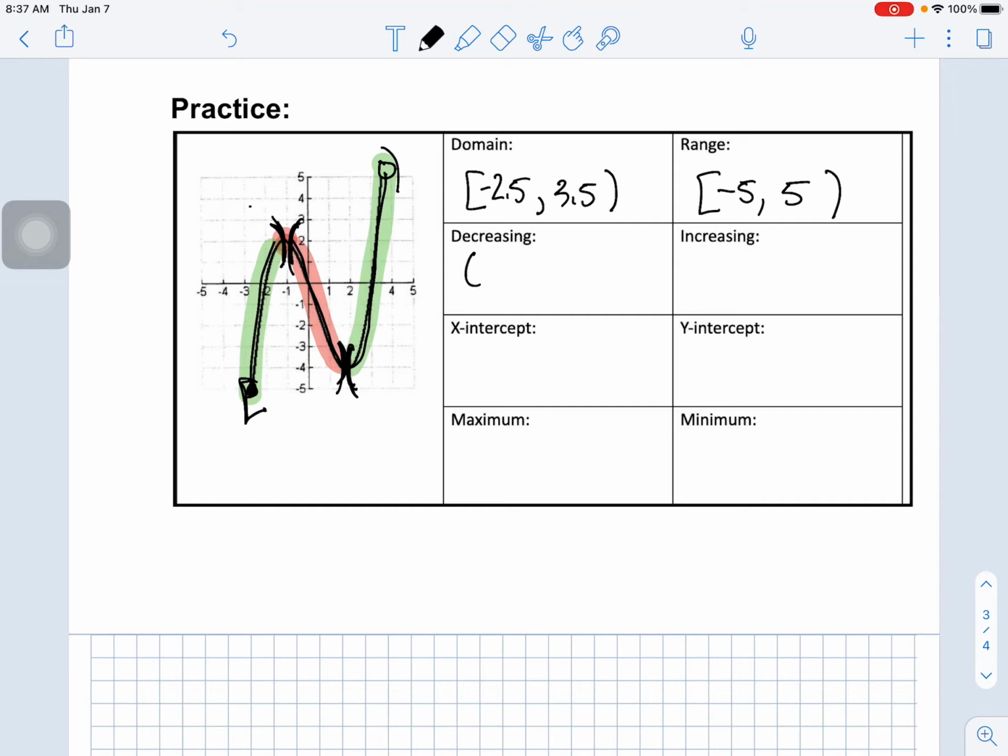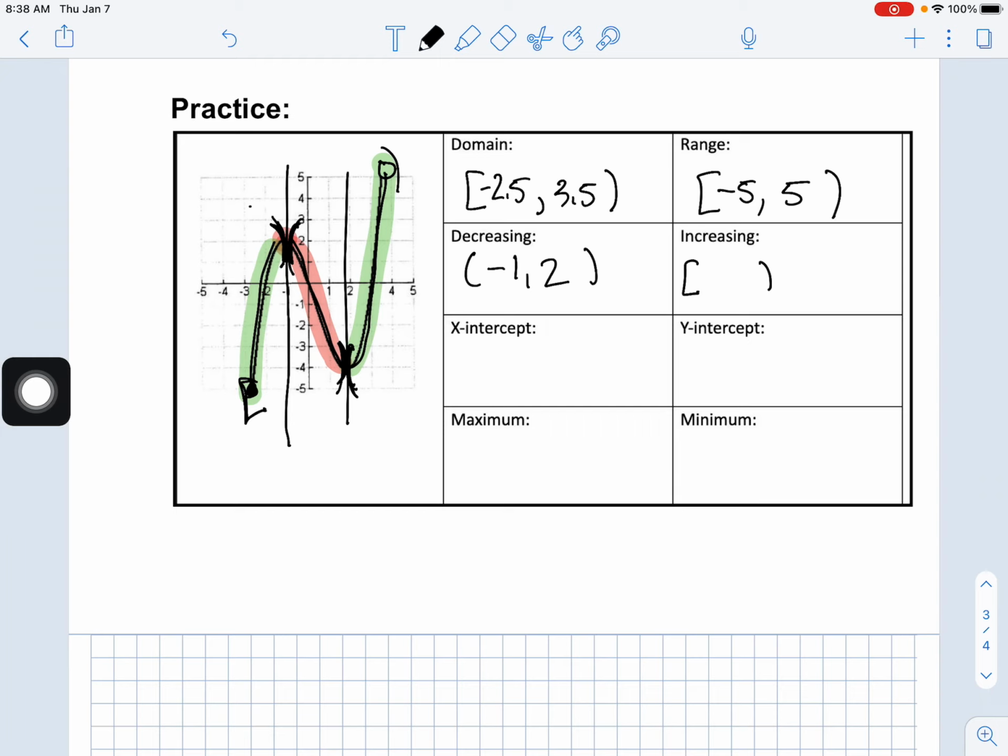So there was one chunk of decreasing, and notice in my drawing that I drew a parenthesis here and a parenthesis here. So I'm going to bring those over here. And it decreased from -1 to 2. But there were two sections of increase. So this first one was a bracket because it was a closed dot. Parenthesis because we were switching direction, and then this was a parenthesis.